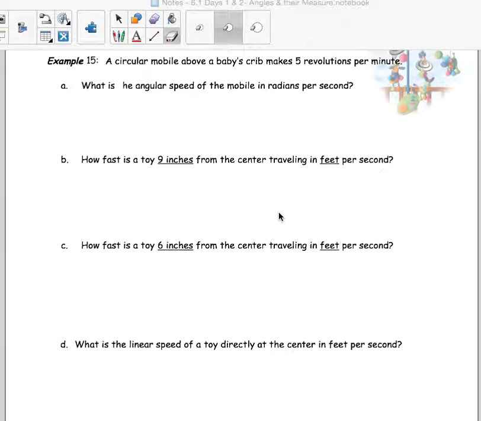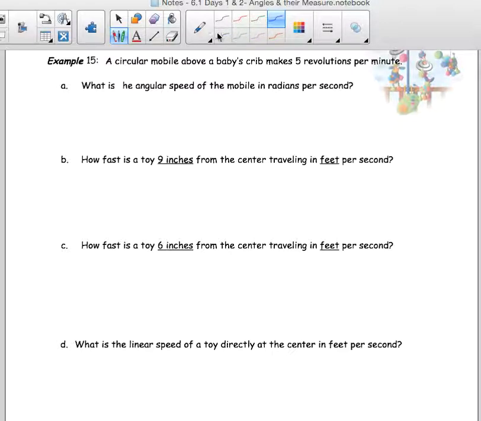Solution to example 15 from notes 6.1 days 1 and 2. And this is a problem where we're going to be converting from angular speed with different units and from angular speed to linear speed. And we started this in class, but I wanted to just review it a little bit and then do part C and D completely, just so that everyone understands it a little bit better.